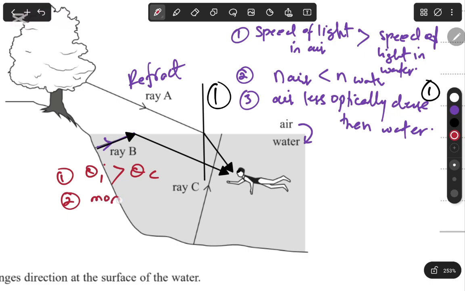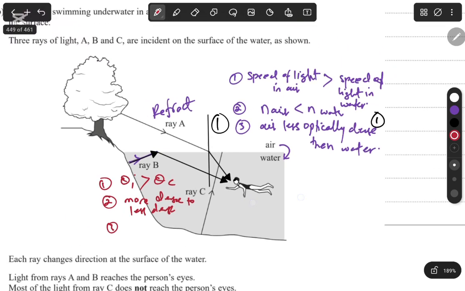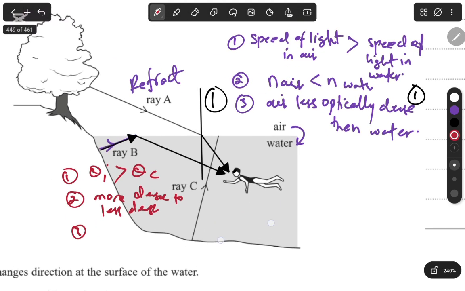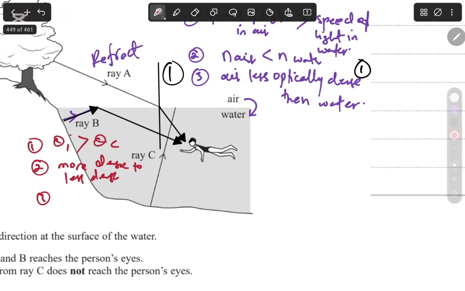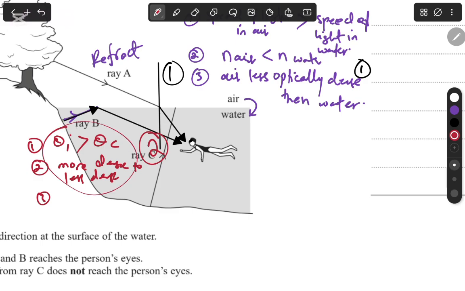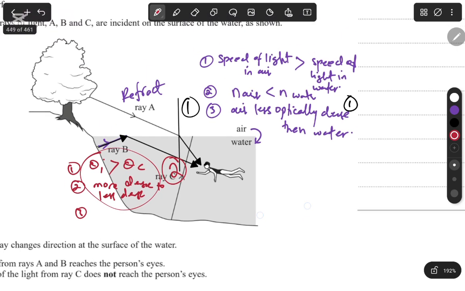So more dense to less dense medium. So total internal reflection will occur and it will reach the person's eyes. Okay, so light will totally internally reflect. Okay. And then we're going to talk about C now. Okay, so this is going to give you 2 marks here. Okay, talking about these 2 things and talking about the fact that ray B will totally internally reflect.